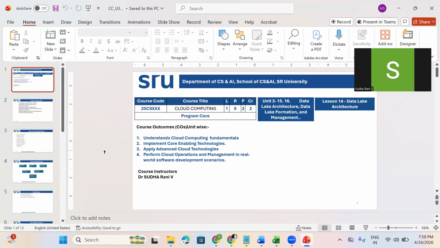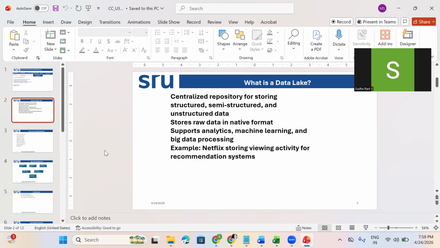Now, we discussed data, we discussed the database, then we discussed the data warehouse, and now let us discuss the data lake architecture. What is a data lake? If you observe, we are coming step by step. First is the normal DBMS, next the RDBMS, next the data warehouse, next the data lake.